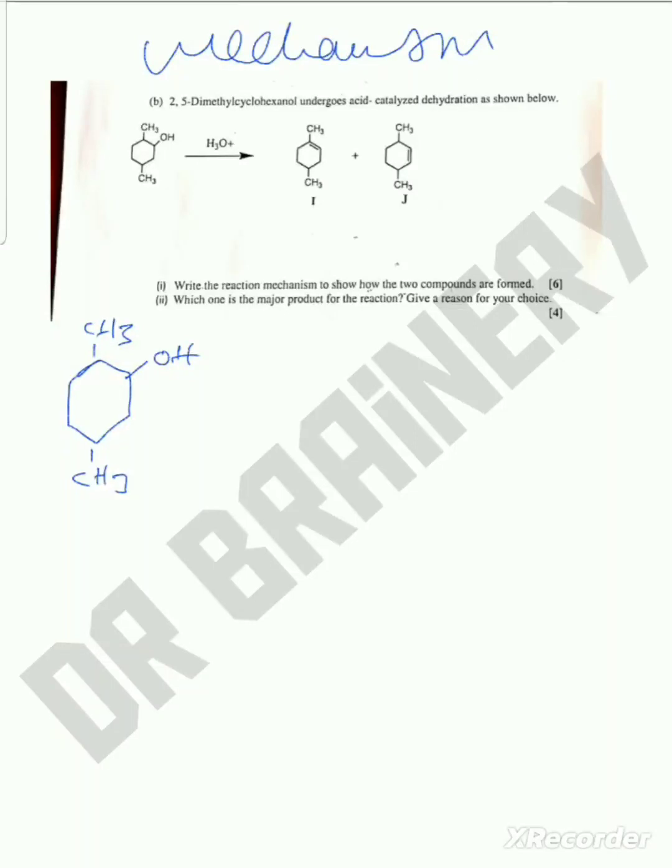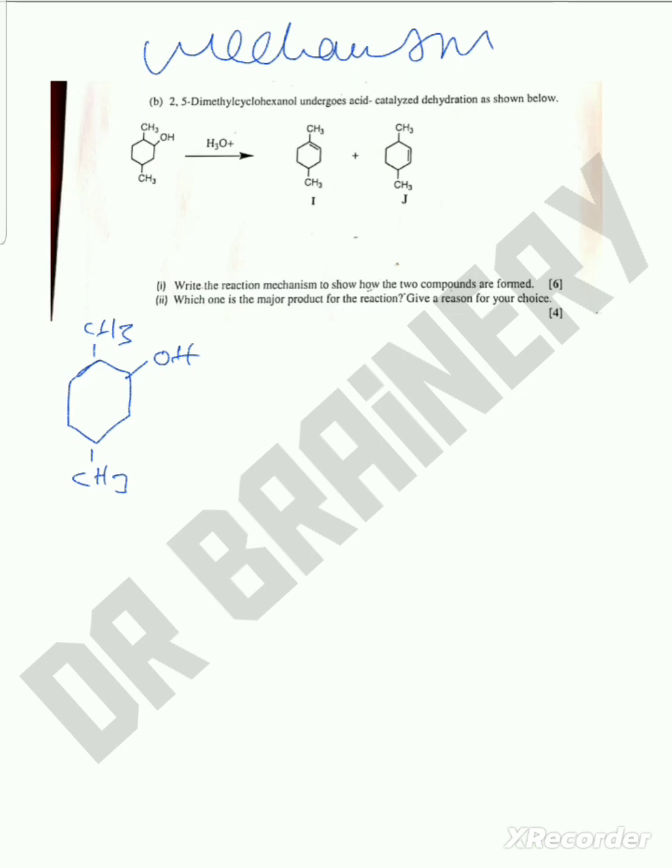Let's try to look at this question, which is for pharmacy second year under elimination organic chemistry, which is acid-catalyzed dehydration of alcohol. 2,5-dimethylcyclohexanol undergoes acid-catalyzed dehydration as shown. Now what are we going to do? Write a reaction mechanism to show how the two compounds are formed. Which one is the major product for the reaction? Give a reason for your answer. So now let's try to go through this question.